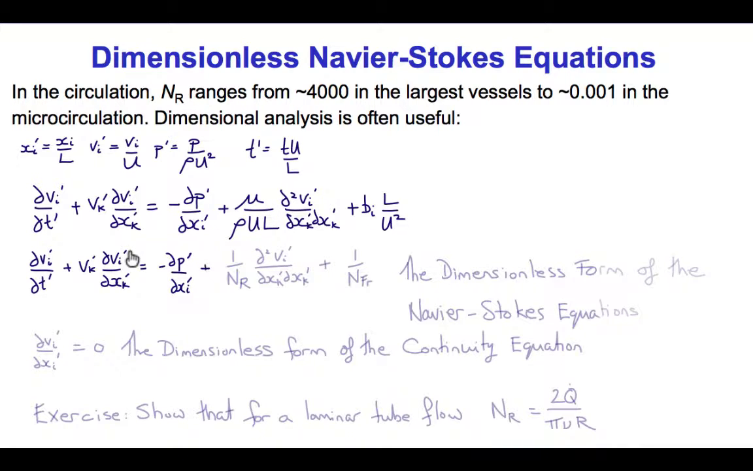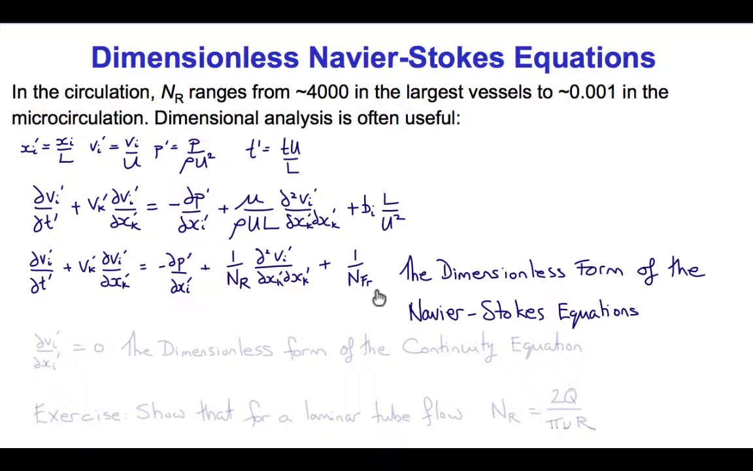So the dimensionless form of the Navier-Stokes equations has ∂v_i'/∂t' + v_k' ∂v_i'/∂x_k' = -∂p'/∂x_i' + 1 over the Reynolds number times the viscous term ∂²v_i'/∂x_k'∂x_k' + 1 over N_Fr, which is U² over b_i L. This quantity here, N_Fr, is called the Froude number and is a measure of the magnitude of the convective inertial forces to the body forces. So by deriving a dimensionless form of the Navier-Stokes equations, we determine this new dimensionless variable. The dimensionless form of the continuity equation is just ∂v_i'/∂x_i' = 0.